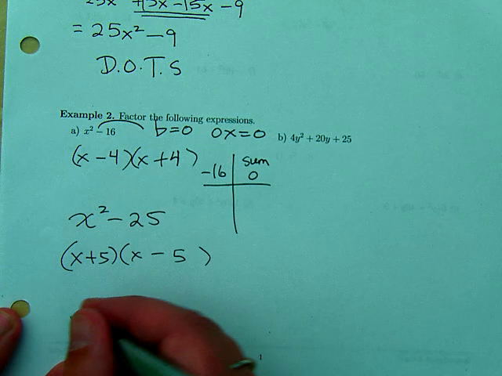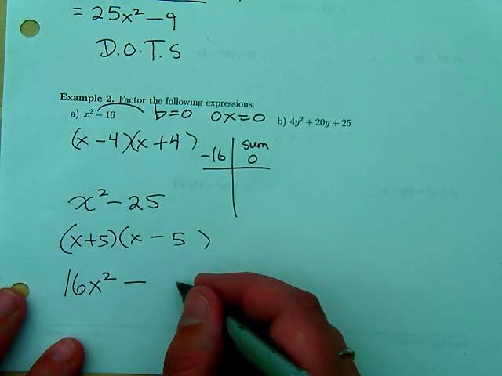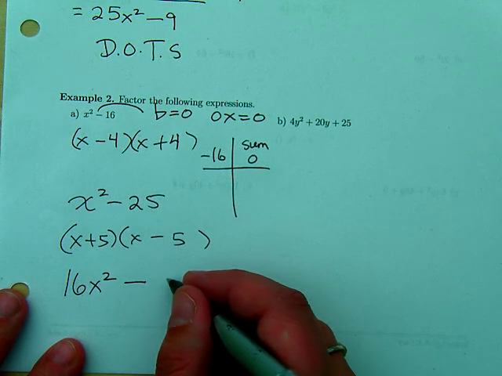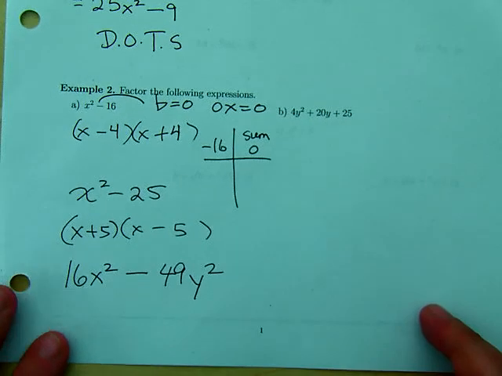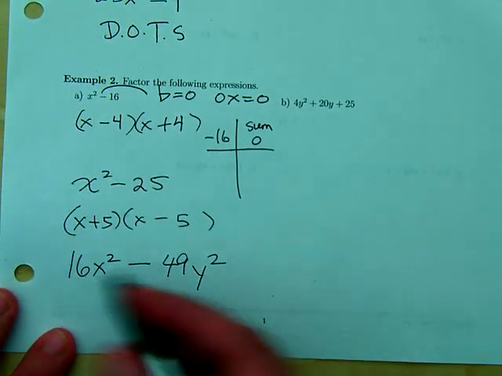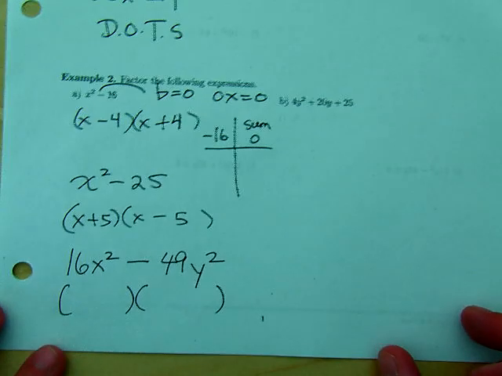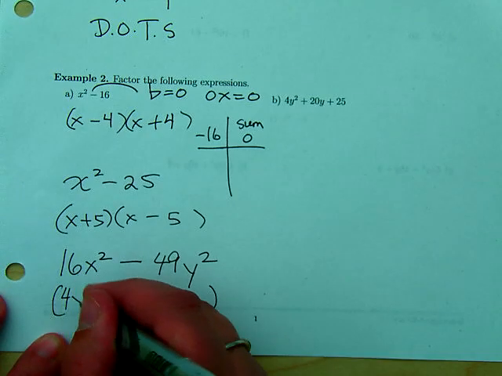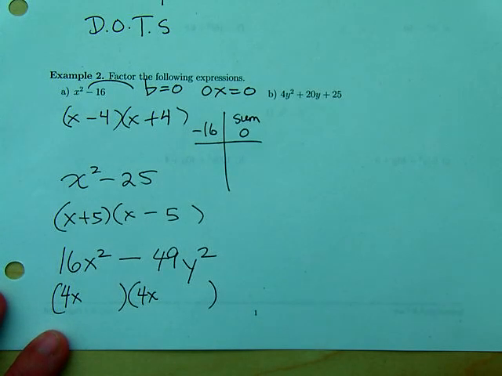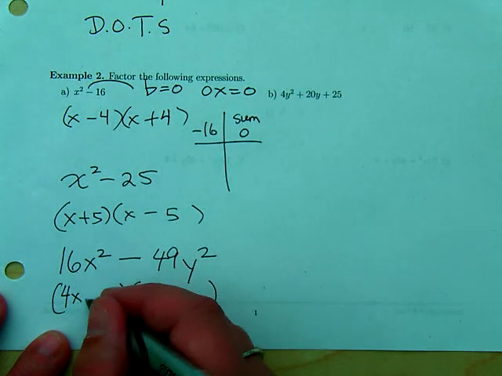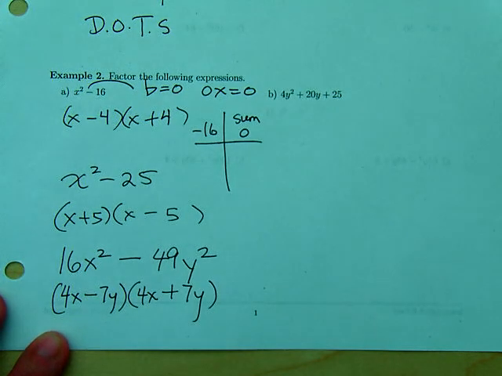What if you had 16x squared minus 49y squared? Oh my gosh, can we do that one? How would we factor that? 4x, because 4x times 4x would give you the 16x squared, right? 4 times 4. Minus 7y, plus 7y. Do you see that?